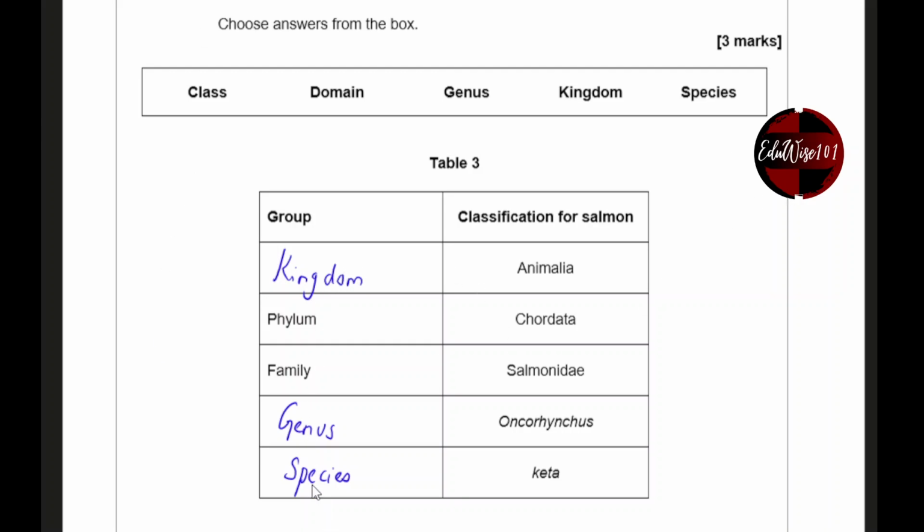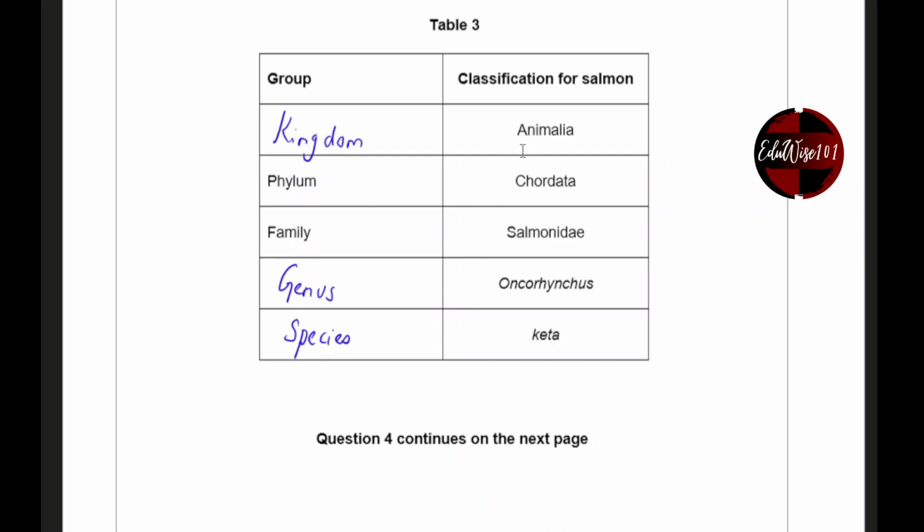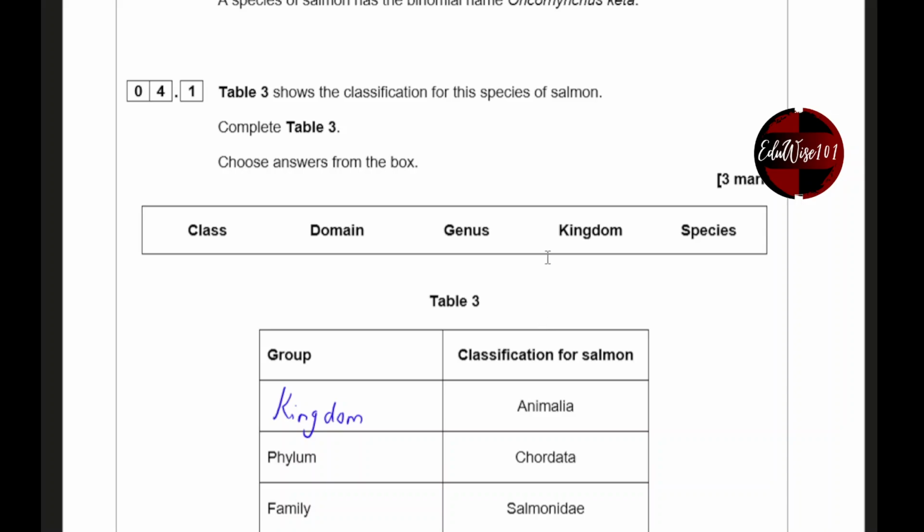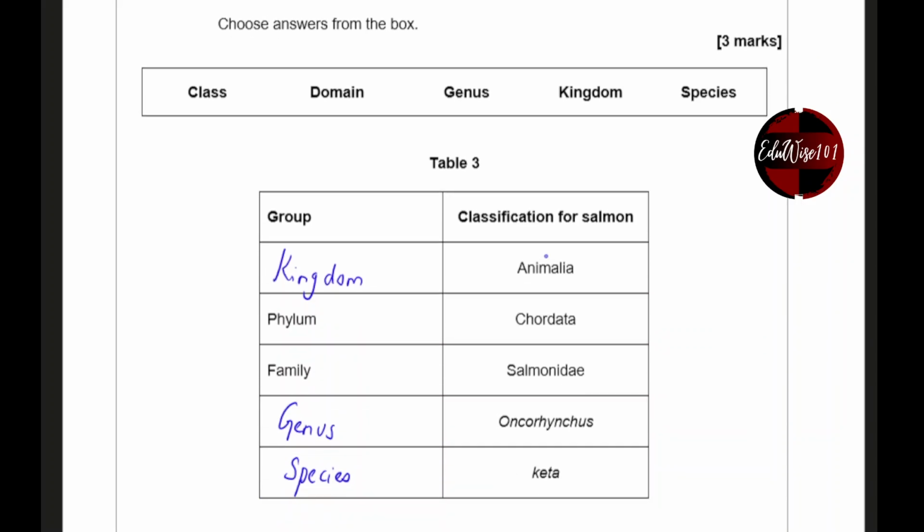It's worthwhile remembering this order because they ask you a lot of questions to fill in tables like this. And again, you don't really need to know all of the classification, but it's better to know that binomial actually means two. So the first part of the name, Oncorhynchus, is the genus name, and the species name is keta. Like humans are Homo sapiens. Homo is the genus and sapiens is the species for humans.